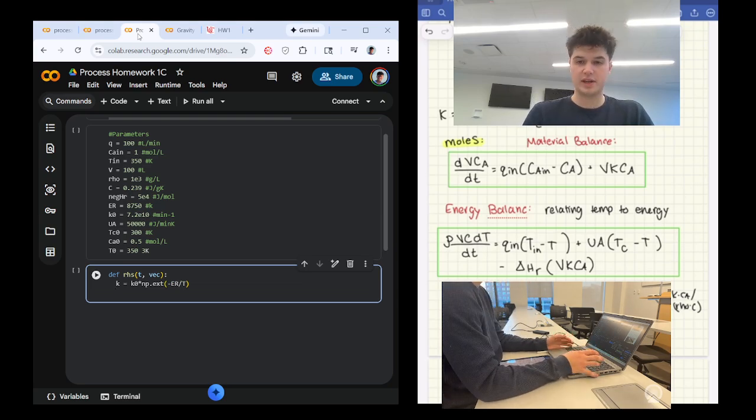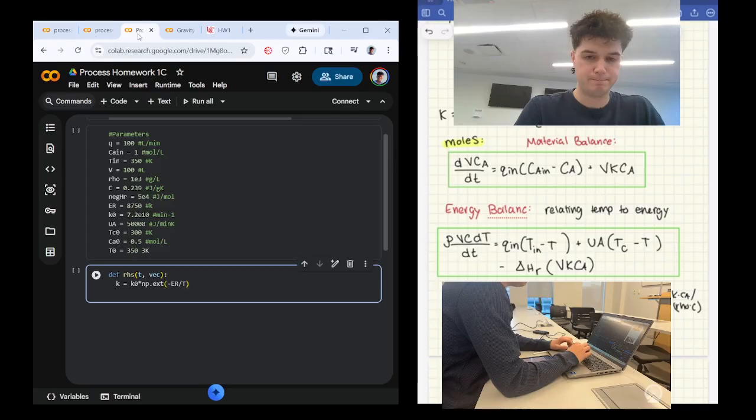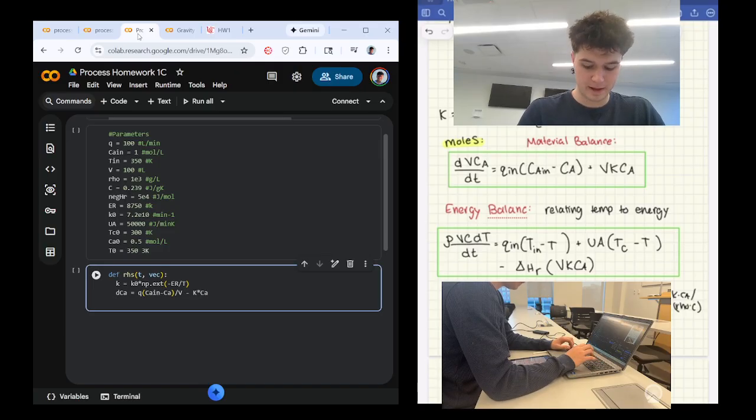Our next equation will be related to the concentration. So dCA is equal to Q times CAI minus CA, divided by volume, and then we subtract away K times CA. Next would be our time, so dT.